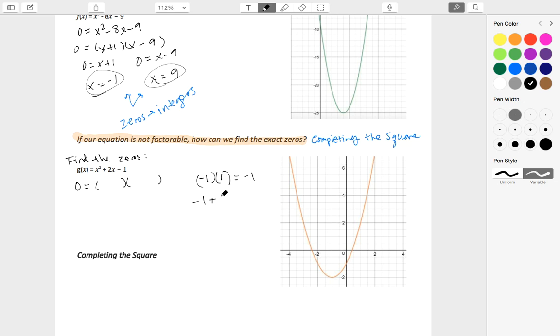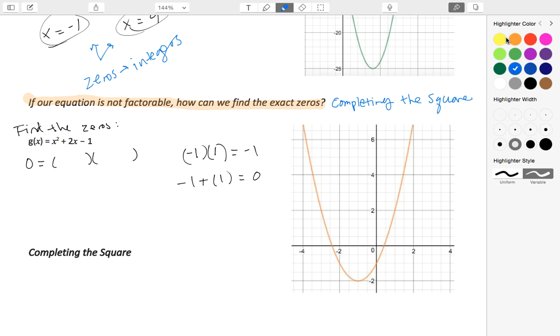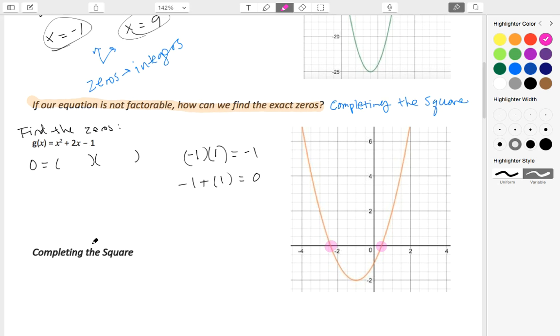But when you add them, you'll get 0. It will never give you 2. So it looks like it's not factorable, and that's true. But that doesn't mean that they don't have zeros. It actually does. And right here I provided a picture of where the zeros are located. You can see there's one here and one here, because that's where they cross the x-axis. But they don't cross exactly at the corners of the grid here. So that means they're not integers, but they are probably fractions or decimals. And that's the piece that we're going to find out today by using completing the square.